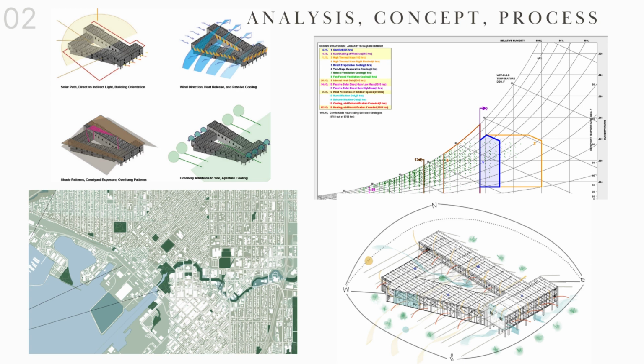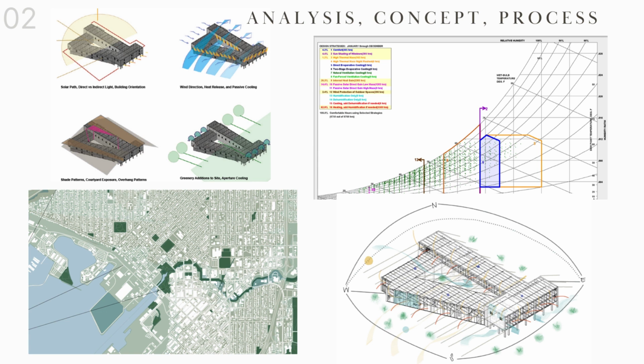So in the left-hand side here, we have a few different diagrams showing the sun path, different wind directions, how shading might look on the site, along with where greenery could be added in. And below that is a more in-depth study of the site as a whole, including things like where the bay lines up to the site, where there are different parks, bike paths, and just some different things that give context to where this site and where this building is really going to sit within the community.